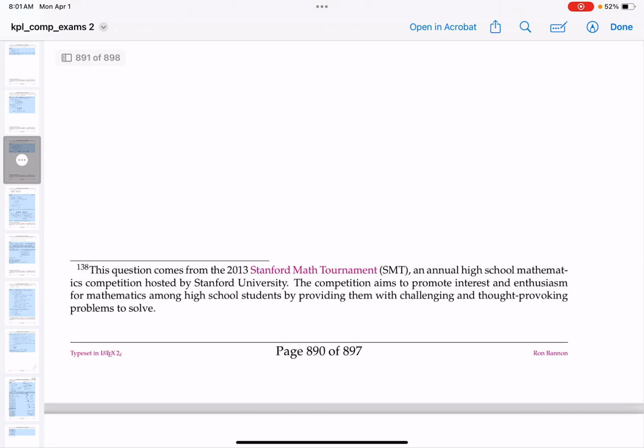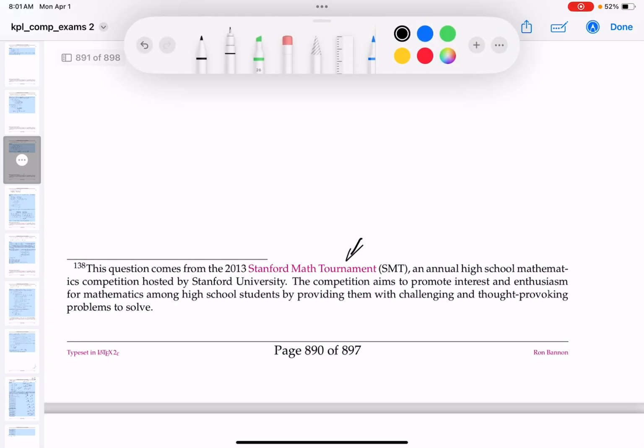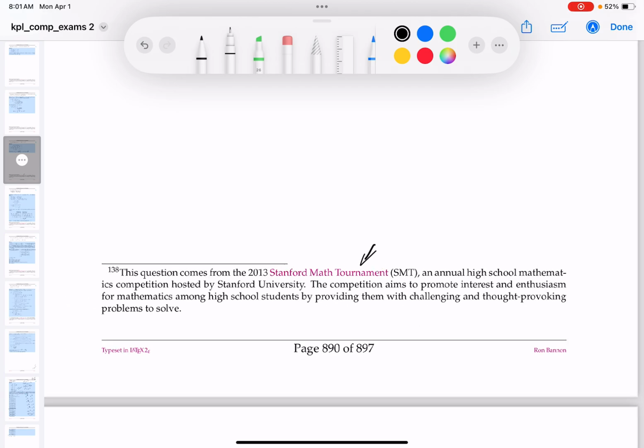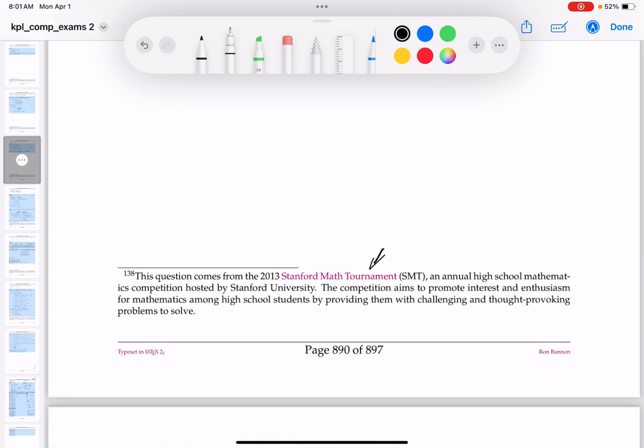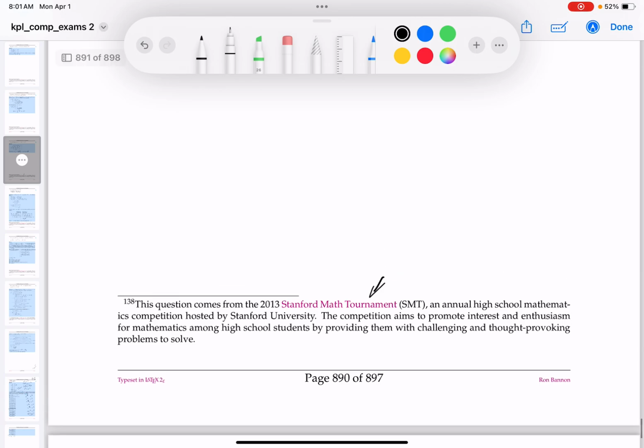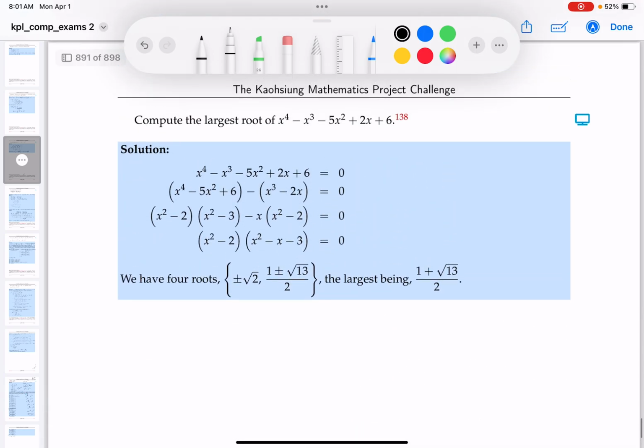By the way, there's a link over here if you want to click on that. You can find those sample exams if you want. It's an annual high school mathematics competition hosted by Stanford University. The competition aims to promote interest and enthusiasm for mathematics among high school students by providing them with challenging and thought-provoking problems to solve. Now, I found the 2013 to be the easiest one I looked at so far, by the way. Some of them are quite difficult.